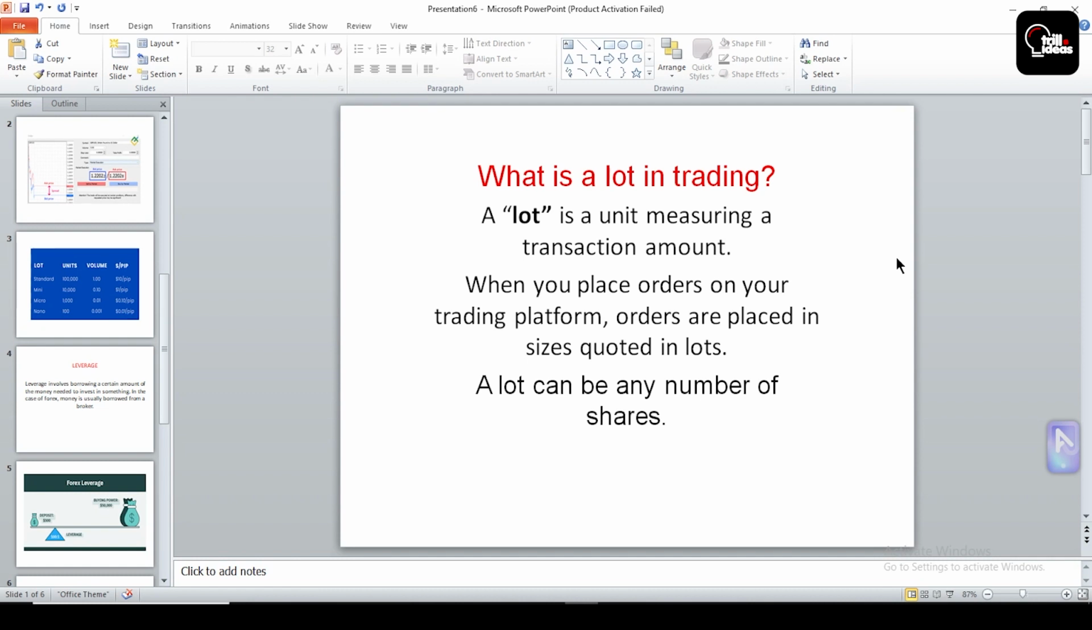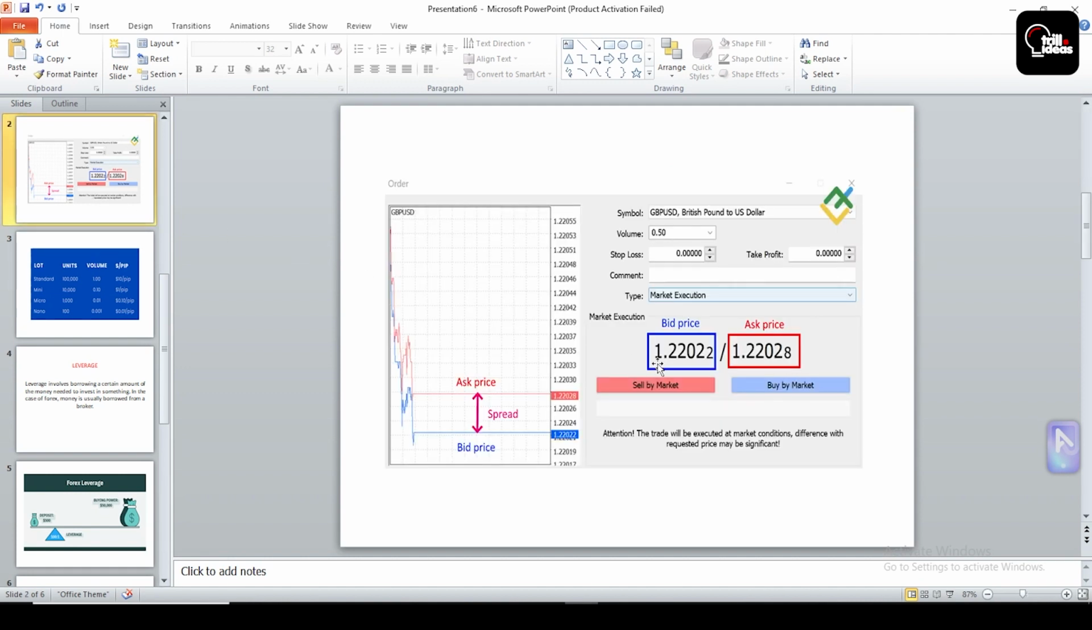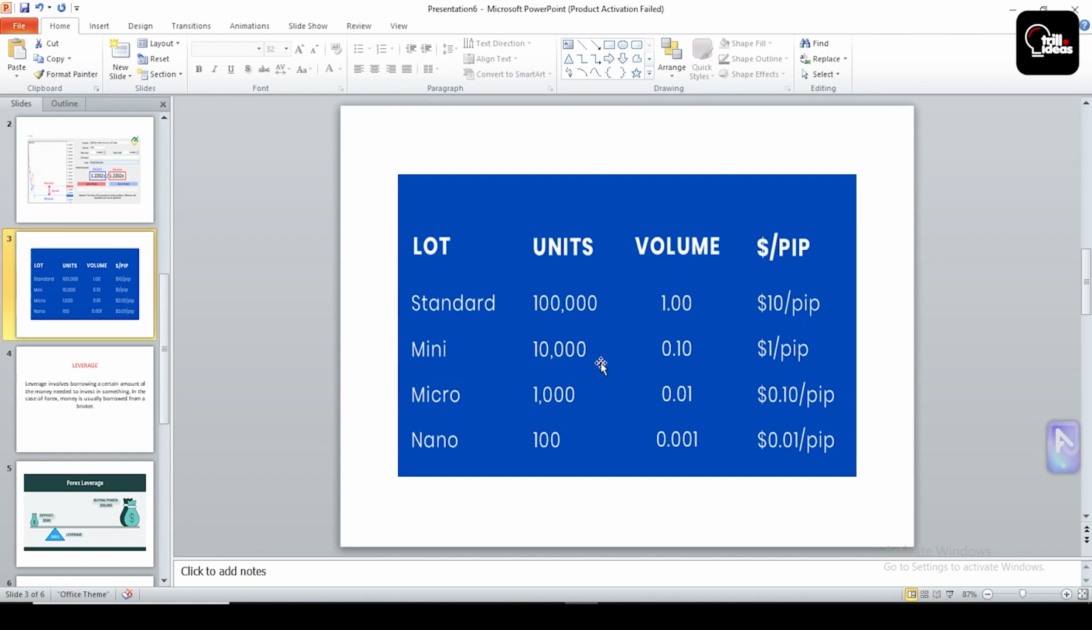A lot is a unit measuring a transaction amount. When you place orders on your trading platform, orders are placed in sizes quoted in lots. A lot can be any number of shares. So this is how it works. While trying to place a trade on your MT4 or MT5, the lot size is shown in the form of volume, and every volume has the capacity of units you are buying. So this is the breakdown of everything.